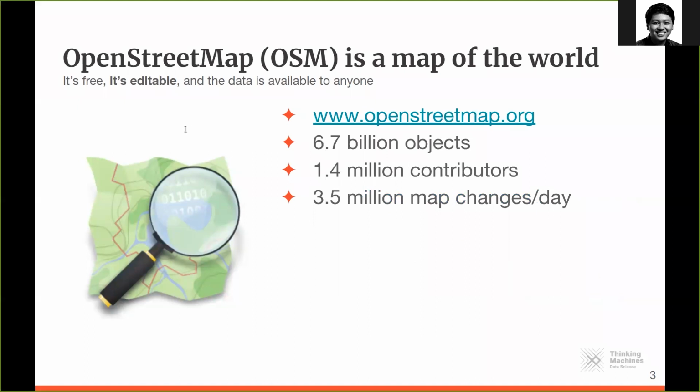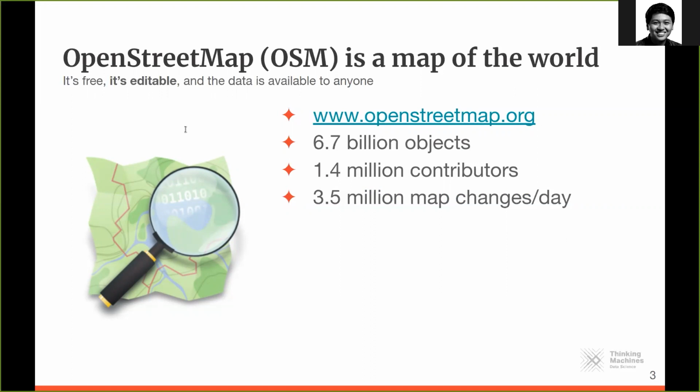As some of you might know, there's a map of the world called OpenStreetMap or OSM. For those who aren't familiar, I guess some of you might be asking, what's the difference between this and Google Maps? There's basically three characteristics of OSM that's important. It's free, it's editable, and the data is available to anyone. And we can go on and on about the differences of the two maps. But for this talk, the most important thing to remember is the fact that OSM is editable.